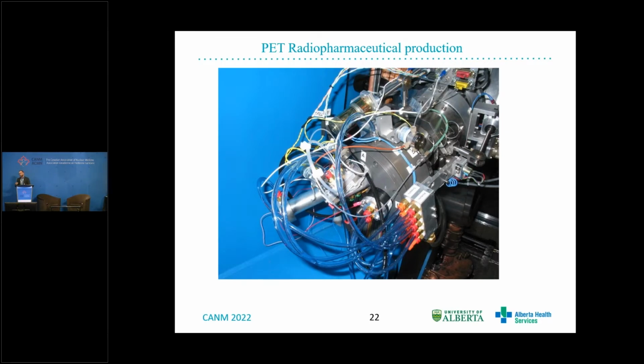And when the hydride ion has been accelerated enough, we basically have an extraction foil. It's a carbon foil that takes away the electrons from the hydride ion, makes it a proton, which means that it has then the opposite charge, so it goes out to the target. It's repelled from the magnet. And this is a target station. Can't really see too much about it from this picture, except that there's a lot of water cooling going on. Like it gets hot.